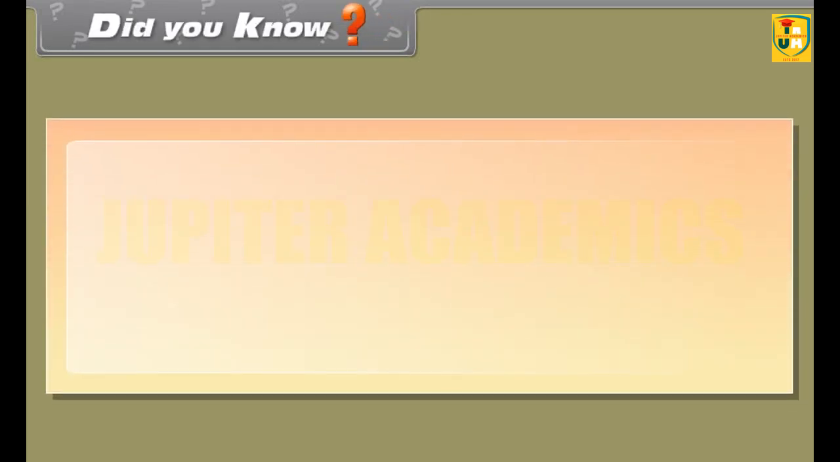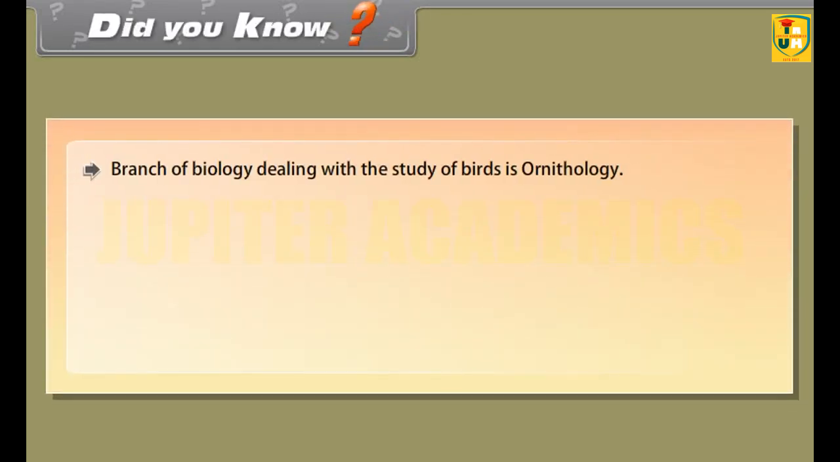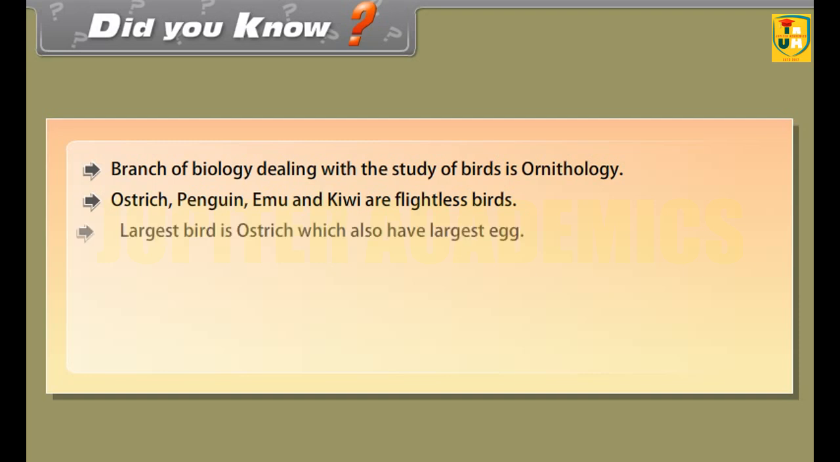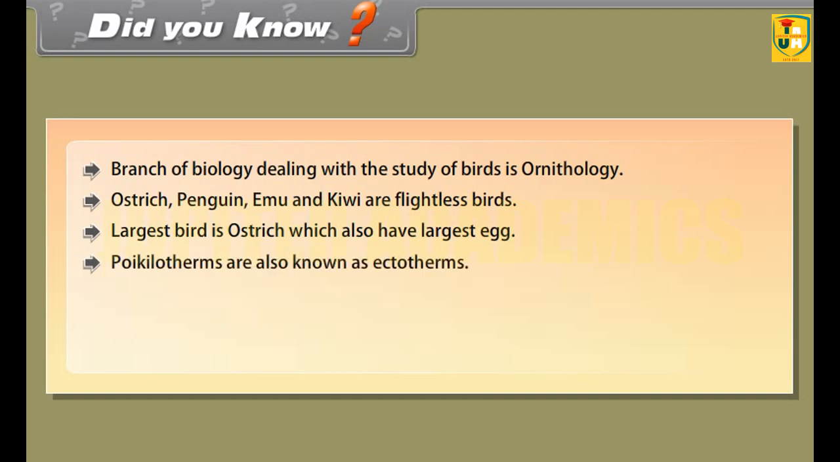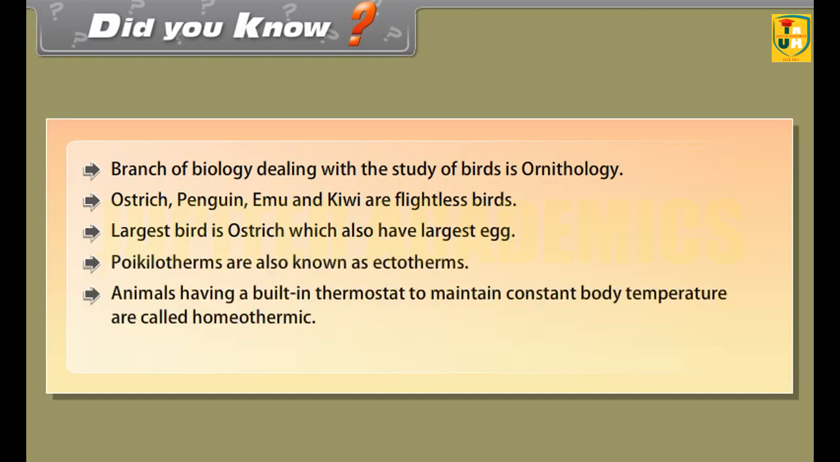Did you know? Branch of biology dealing with the study of birds is ornithology. Ostrich, penguin, emu, and kiwi are flightless birds. Largest bird is ostrich, which also has the largest egg. Poikilotherms are also known as ectotherms. Animals having a built-in thermostat to maintain constant body temperature are called homeothermic. Fish which eradicates mosquito larvae is gambusia.